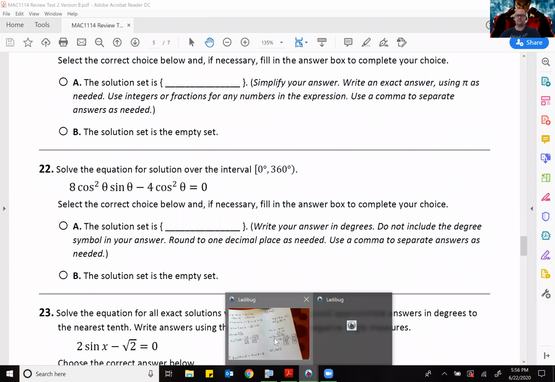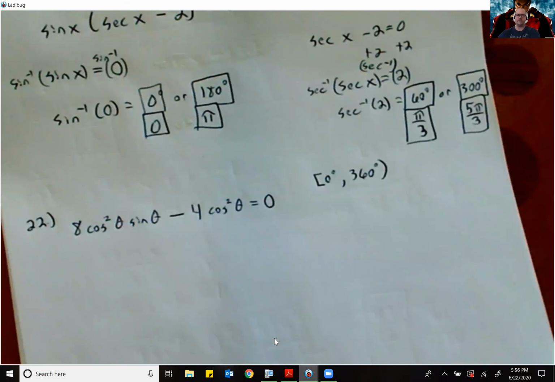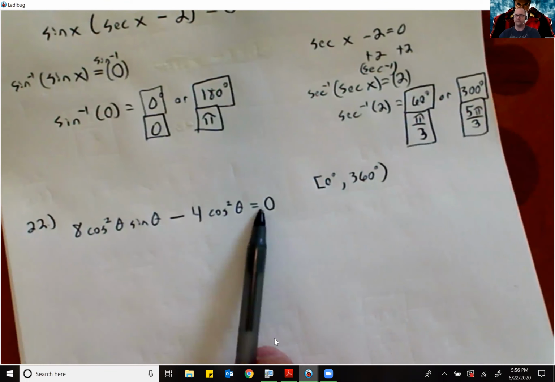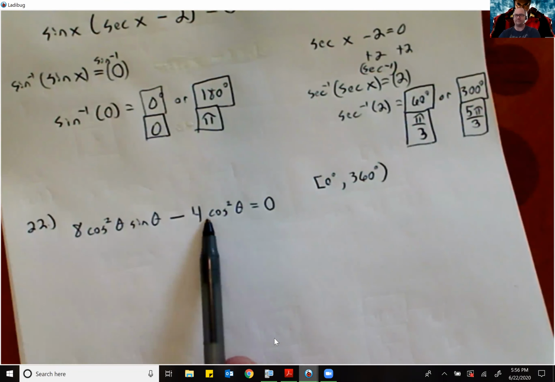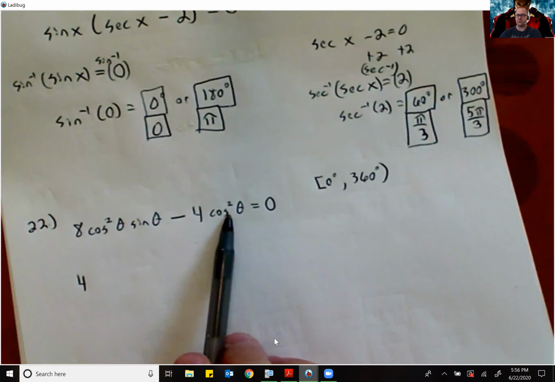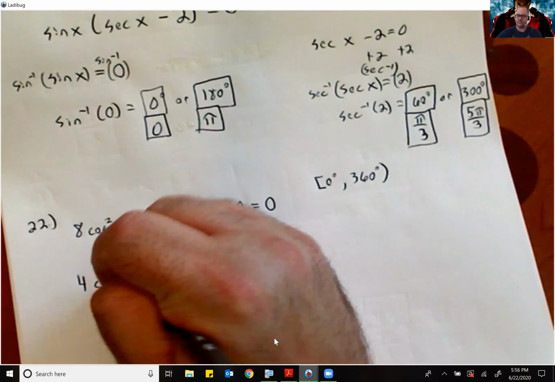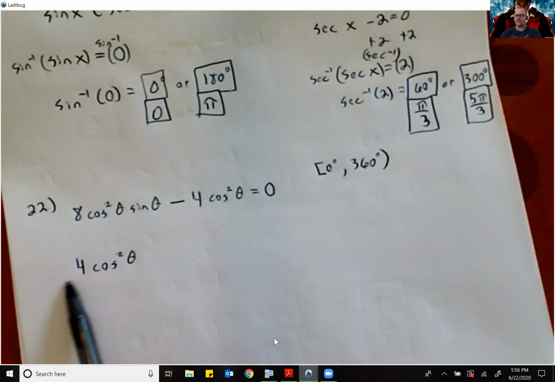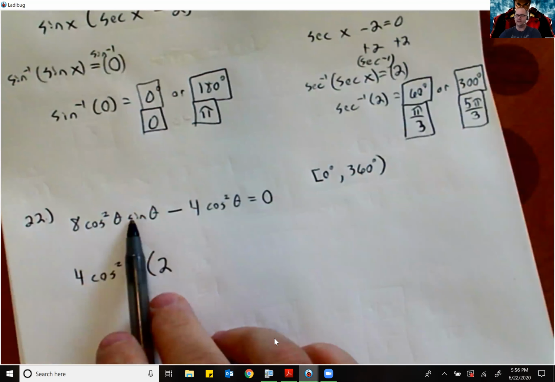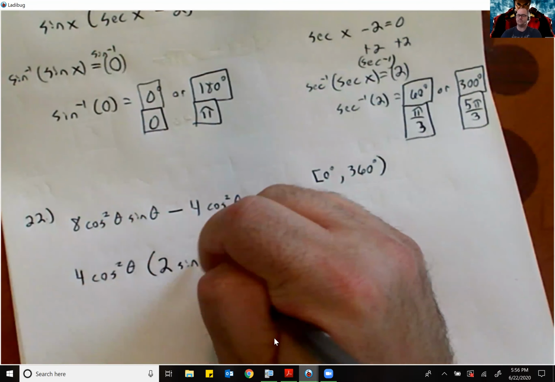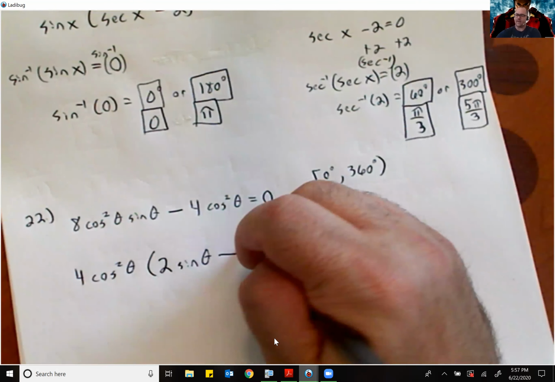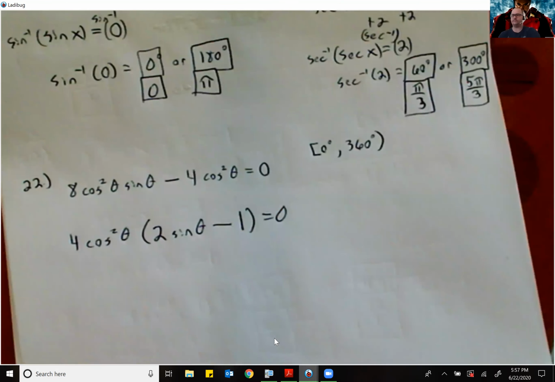Hopefully you notice something. This is a lot like what we just did in number 21. Both of these have common elements. There's GCFs here. First off, 8 and 4, the GCF between those is 4. Both of these also share cosine squared. So pull out cosine squared theta. So this is the GCF we're going to take out of everybody. Well, 8 divided by 4 is 2. And then that's sine theta minus 4 divided by 4 is 1. Cosine squared got pulled out. And there's what we're solving.